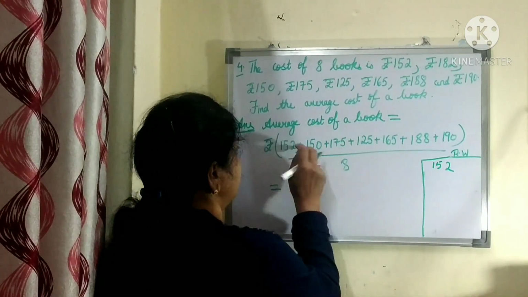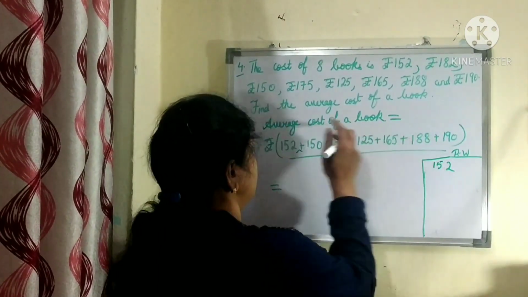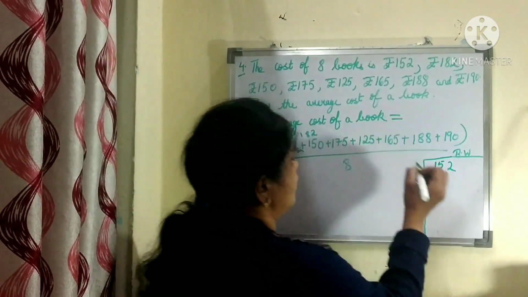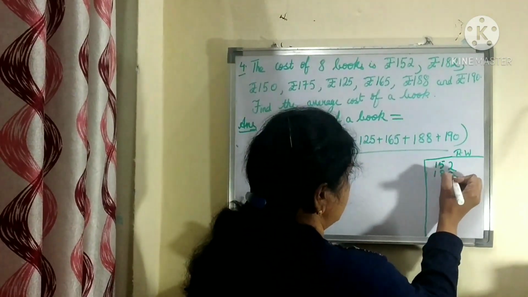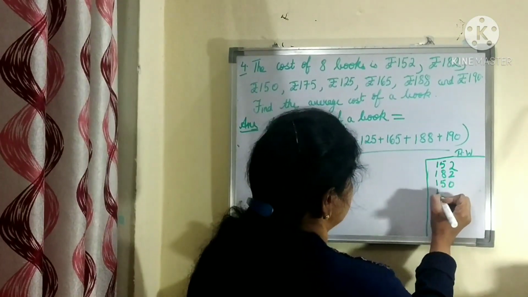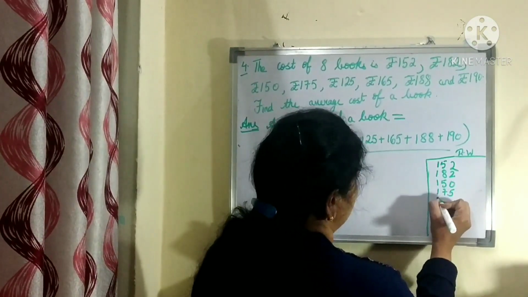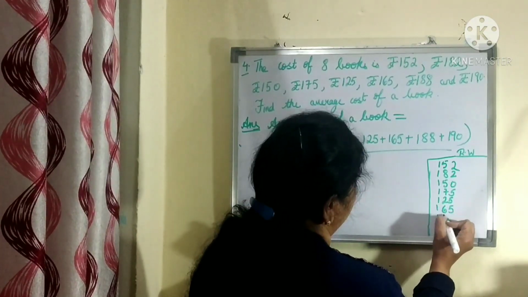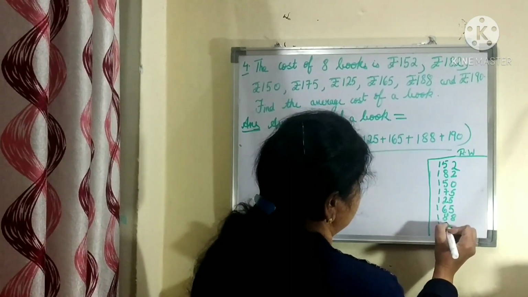Here I have, I think, 1, 2, 3, 4, 5, 6, 7. One book I have forgotten. It will be rupees 182. Now 152 plus 182. Here it is 150 plus 175 plus 125 plus 165, 188 and last is 190.